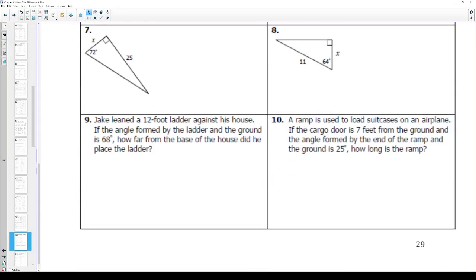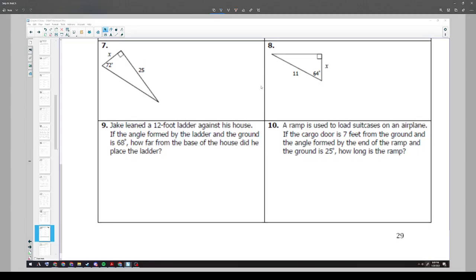And let's look at a word problem. We don't do enough word problems. So this one is about Jake. It says Jake leaned a 12-foot ladder against his house. So we're going to put his house right here, and then we're going to put a ladder leaning against it. The ladder itself is 12 feet in length, so that's our hypotenuse. The angle formed by the ladder and the ground is 68. So my ground is down here. This is going to be 68. And we assume that his house has vertical walls and that this is a right angle to the ground. If not, he's got a messed up house. So we have 68 degrees.